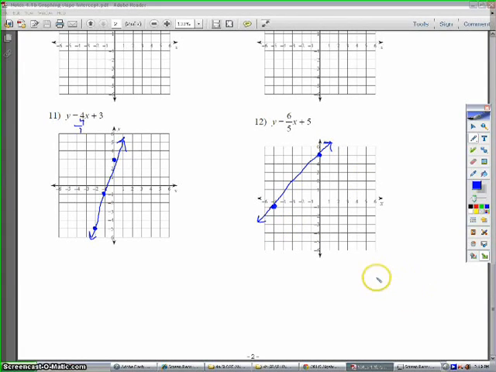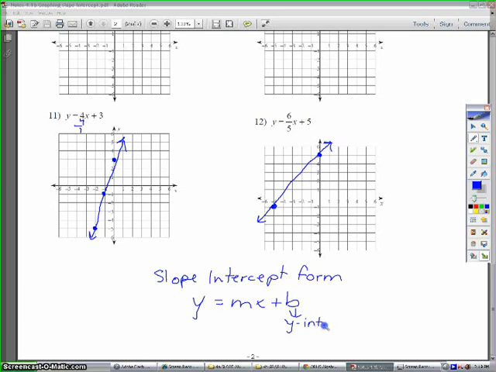And this is how we graph linear equations in slope-intercept form. That form is y equals mx plus b. B is the y-intercept, and it's where we begin our graph. The y-intercept is where we're going to begin, and our slope is m, and slope is how much we're going to move.